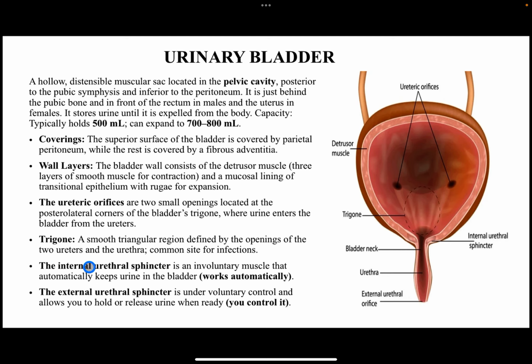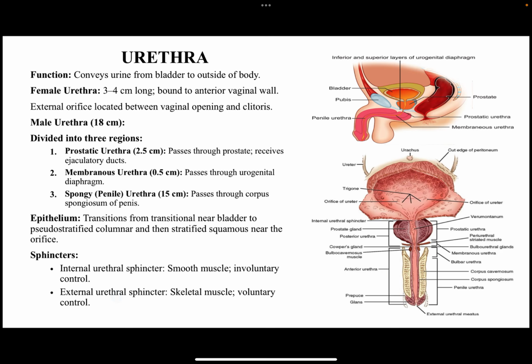We have the internal urethral sphincter, which is an involuntary muscle that automatically keeps the urine in the bladder. Then we have the external urethral sphincter, which works voluntarily. This is what helps you decide that you are going to urinate. Is that okay? Good. Now, the final thing we are going to look at is the urethra.